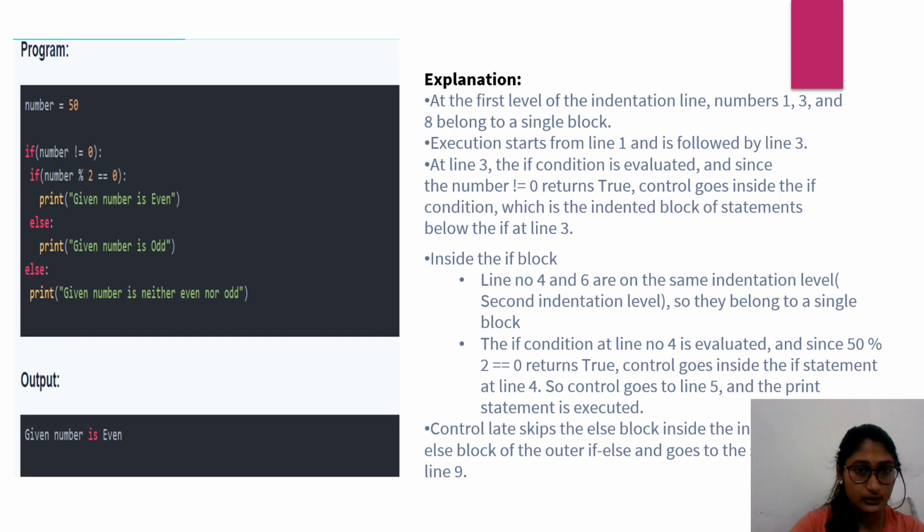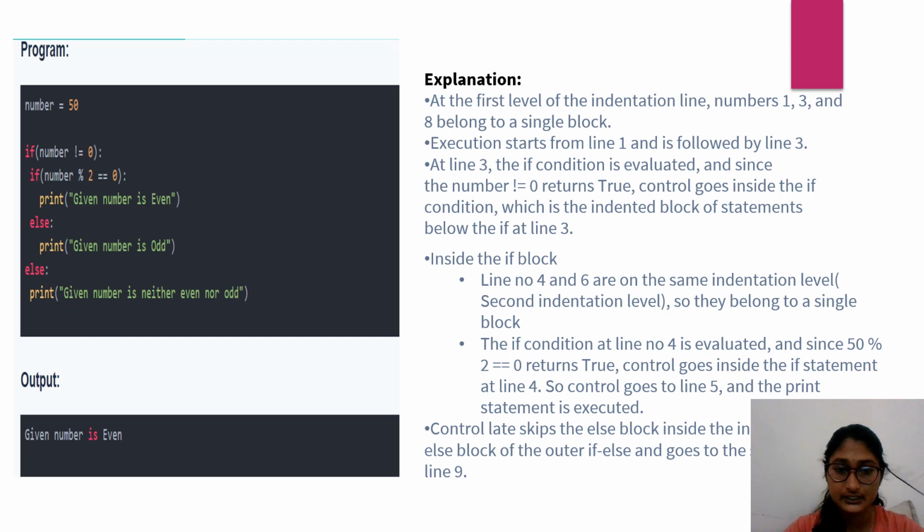Take a glance at the given picture and see the explanation here. At the first level of indentation, lines 1, 3 and 8 belong to a single block. Execution starts from line 1 followed by line 3. At line 3, the if condition is evaluated and since the number is equal to 0 it returns true. Control goes inside the if condition, which is the indented block of statements below the if at line 3. Inside the if block, lines 4 and 6 are at the same indentation level, the second indentation level, so they belong to a single block.